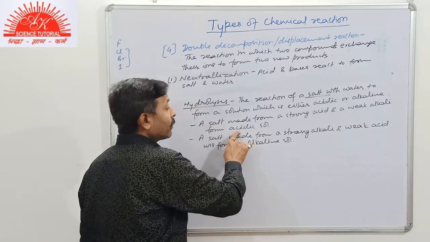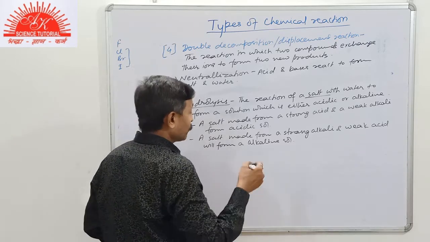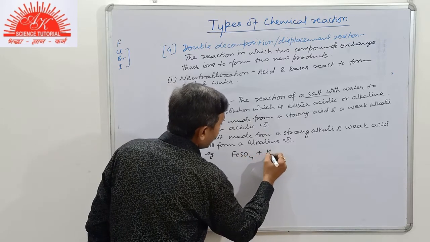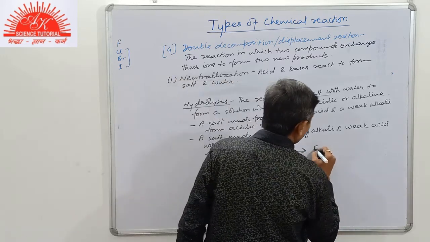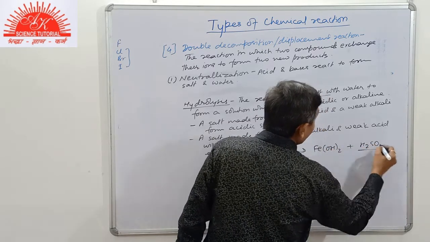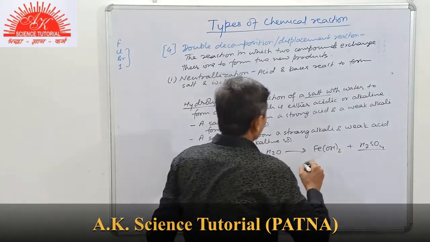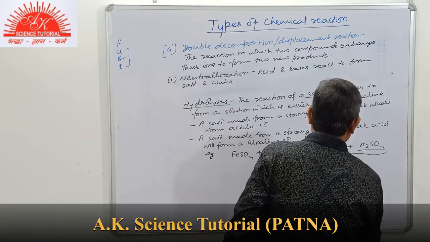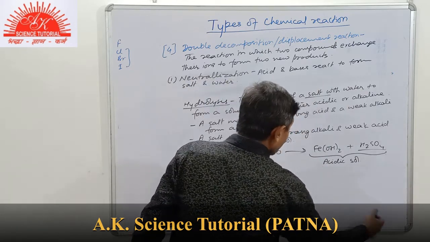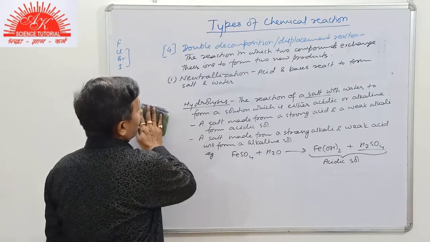Like this one will turn blue litmus red and this one will turn red litmus blue. For example, we take FeSO4. If it is dissolved in water, it gives Fe(OH)2 plus H2SO4. Now we see that it is a strong acid, a weak base, so the solution will be acidic in nature. Similarly, this is a type of double decomposition reaction. Exchange of ions takes place.